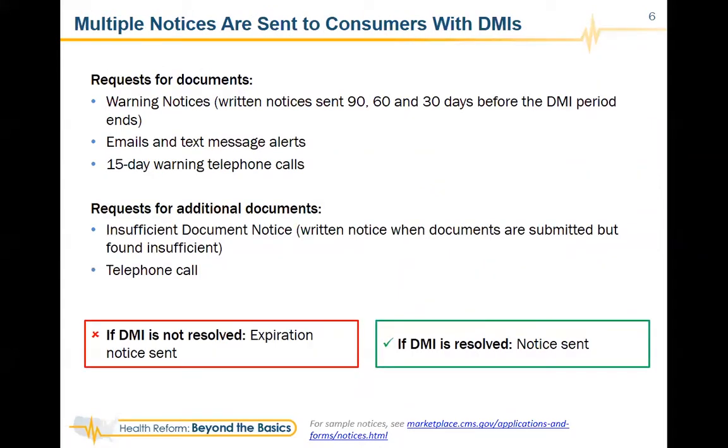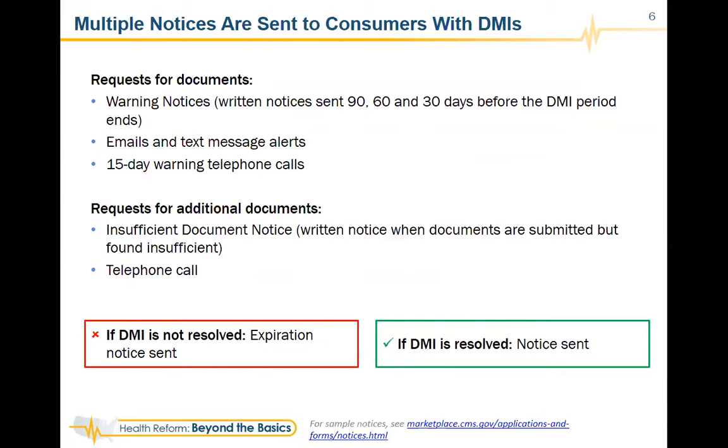There are going to be a number of notices that consumers get when they have a data matching issue. They'll get warning notices on different timetables, so they'll be getting things in the mail. They'll also get emails and text alerts. They're going to get the 15-day warning call. This was true last year. We hope this is true this year, but we have not confirmed that it is still a practice that will be taking place this year. But certainly in past years, this is something that was happening.